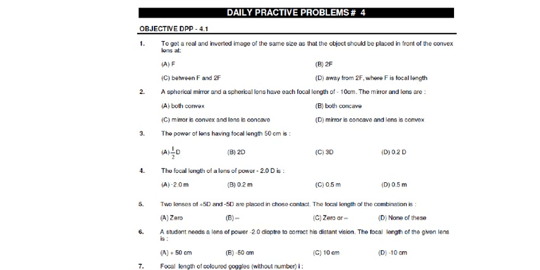नाउ लेट्स सी क्वेश्चन नंबर 5. हियर इज क्वेश्चन नंबर 5. Two lenses of +5 diopter and -5 diopter are placed in close contact. The focal length of the combination. So we know that power of combination is P1 plus P2. Okay, so here let's see a solution for question number 5.